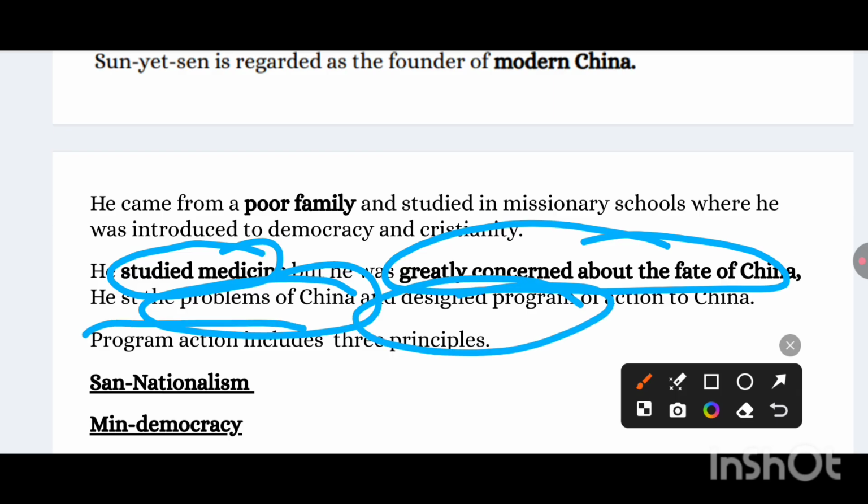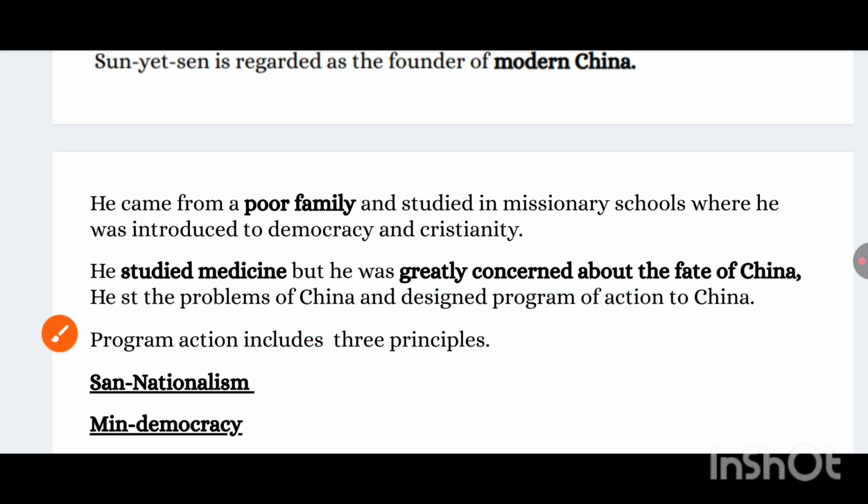He designed a program. The program name is Three Principles. He studied medicine, but he was greatly concerned about the fate of China, and he studied the problems of China, and he designed a program of action for China.